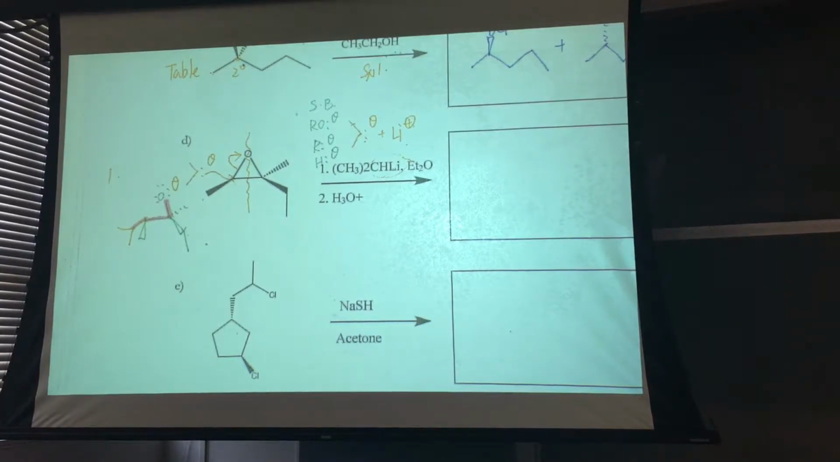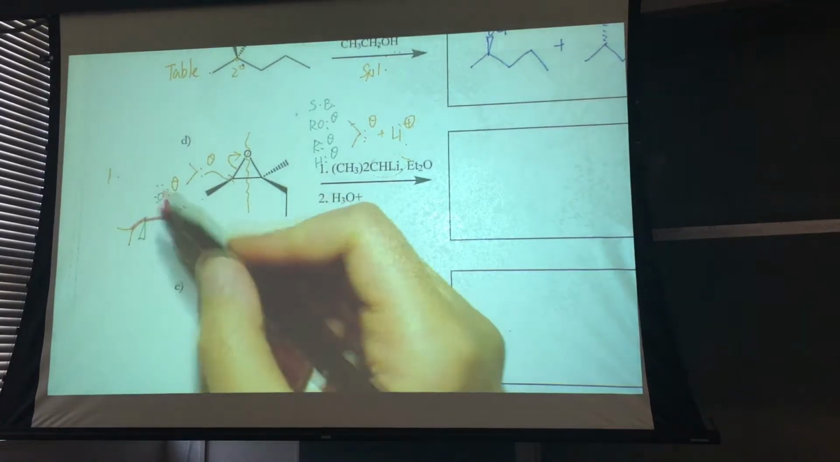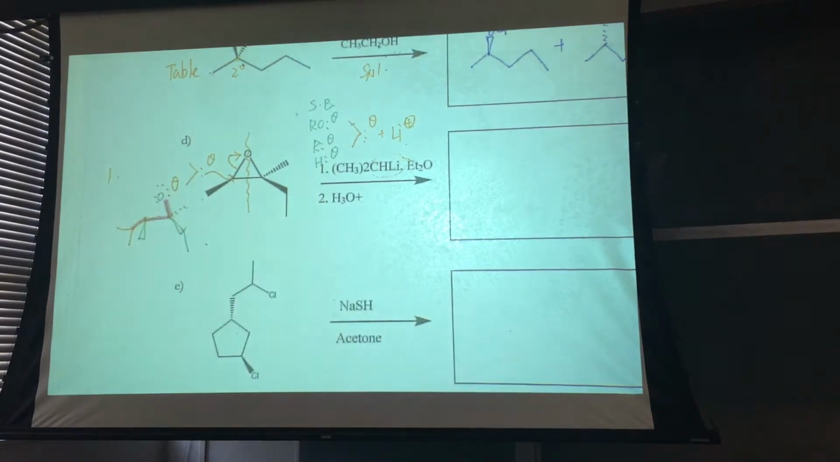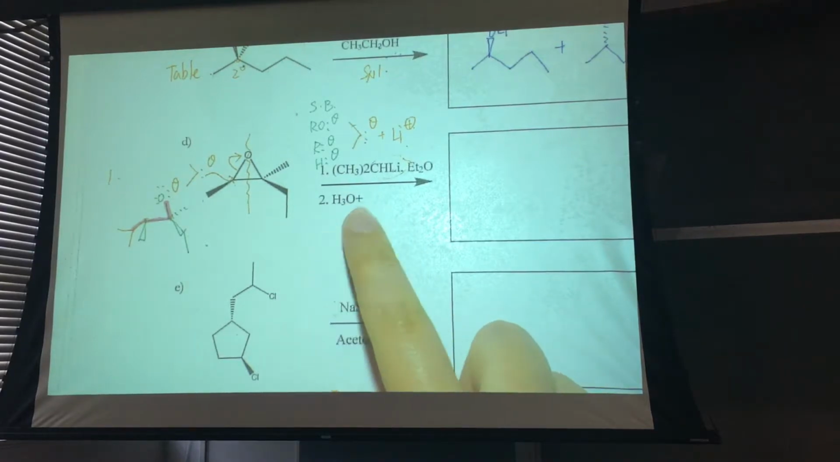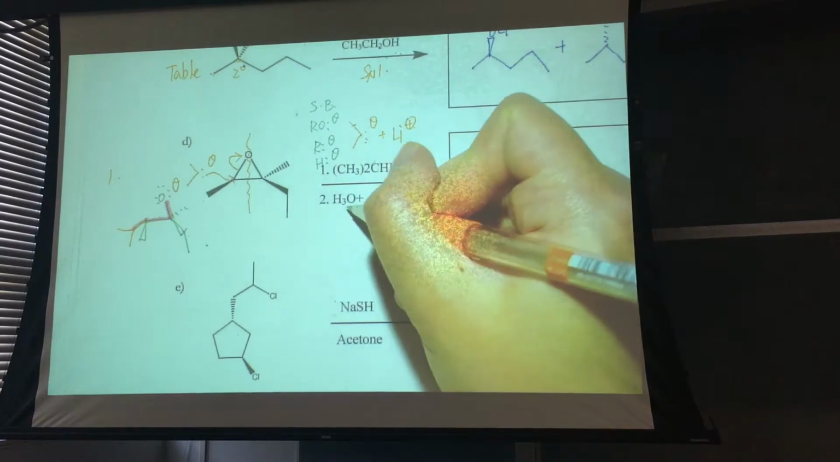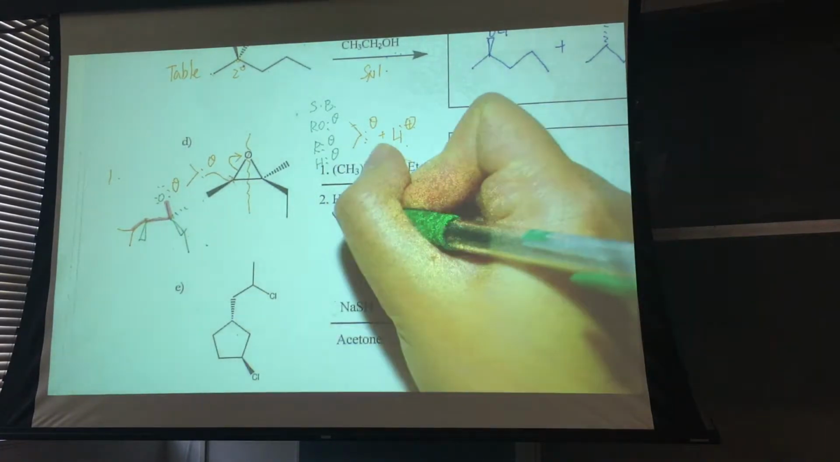Okay, good. Then the pink, I highlight the part that is anti. So later on, the second step, when it's water with hydrogen, so it has a name. It's acid workup.